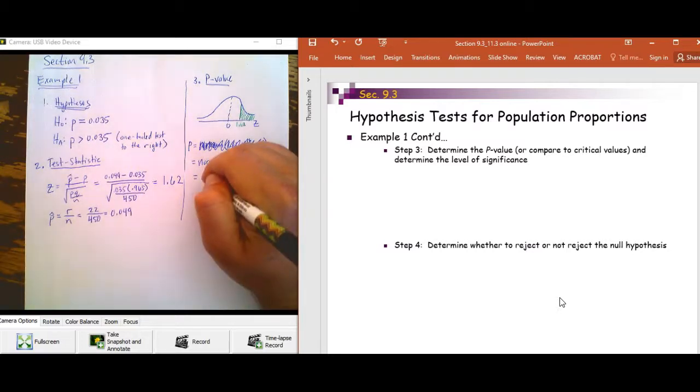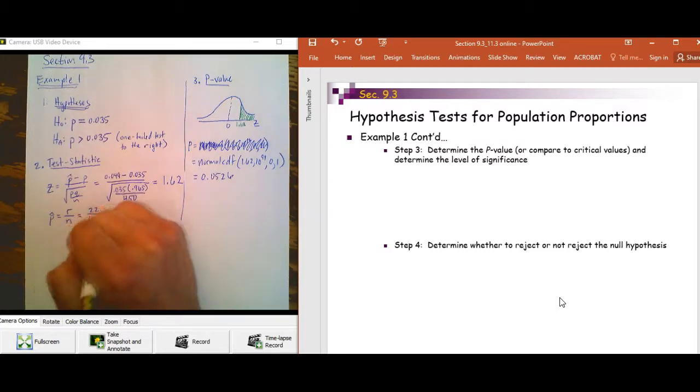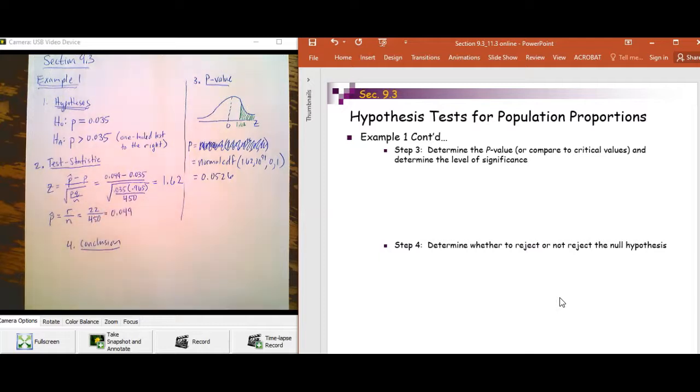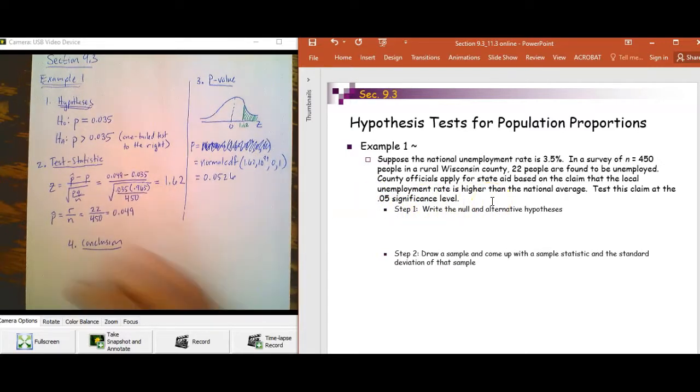So our p-value is 0.0526. Lastly, our conclusion. So let's go back and see what our alpha level was. Here it says test the claim at the 0.05 significance level. So we can see here with alpha equal to 0.05. How does our p-value compare to that? Well, it's slightly larger, right? P is greater than alpha.